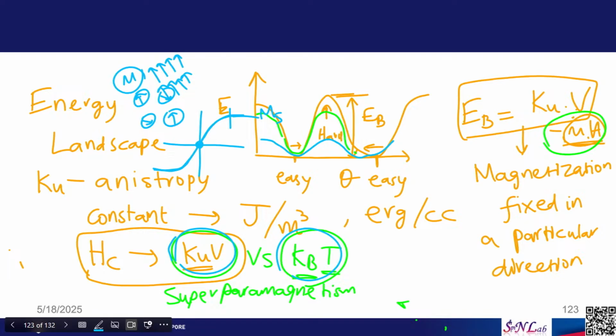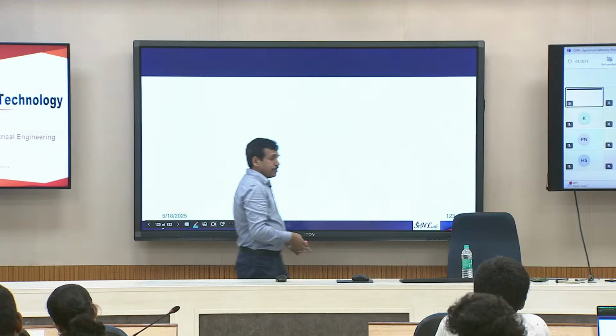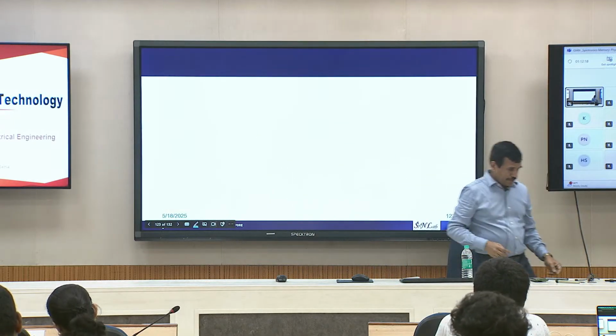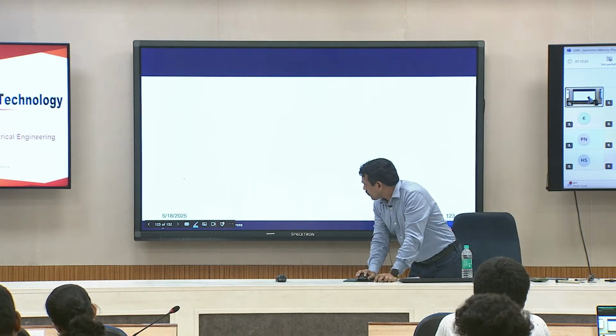The landscape is for isolated single domain particles. The orange one I drew was for the single isolated particle. When there is interaction, there will be this green curve, we can say. Basically this is what we learned yesterday. Let us go through some more items, then we will have some questions.